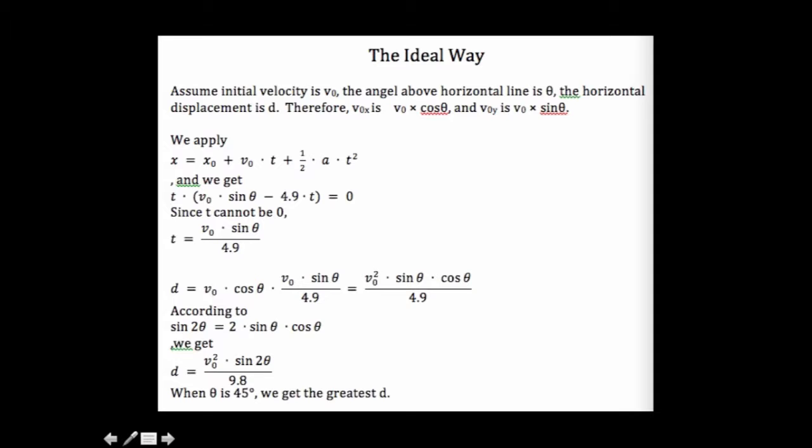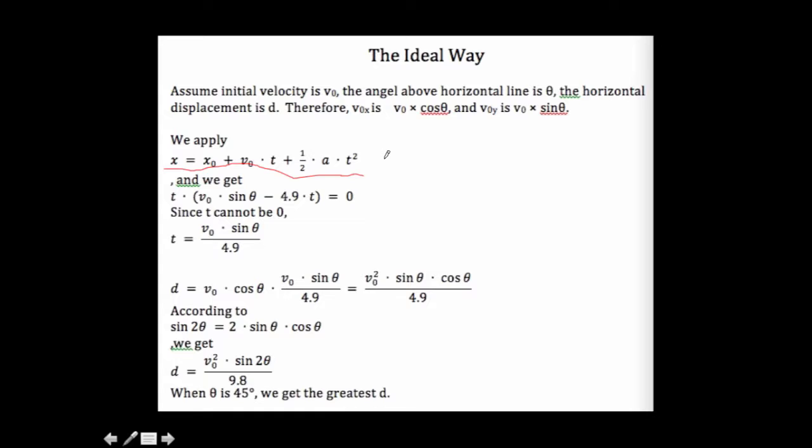Okay, assume the initial velocity is v0. The angle above the horizontal line is theta. The horizontal displacement is d. Therefore, v0x is v0 multiplied by cosine theta, and v0y is v0 multiplied by sine theta. So this is something we assume, and the target is what theta makes it fly the longest distance.